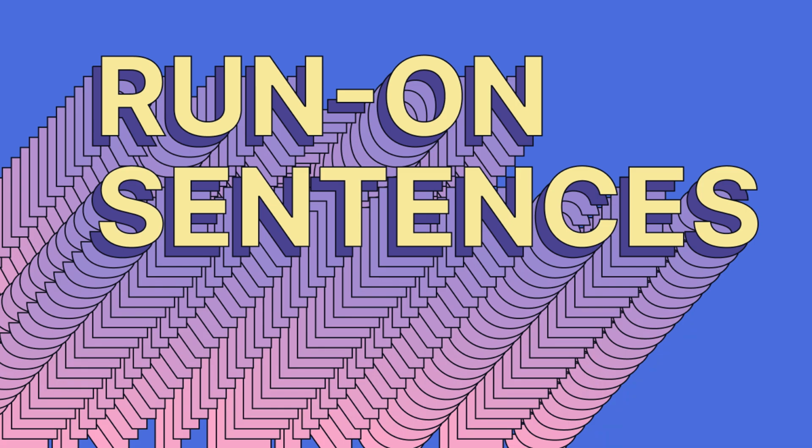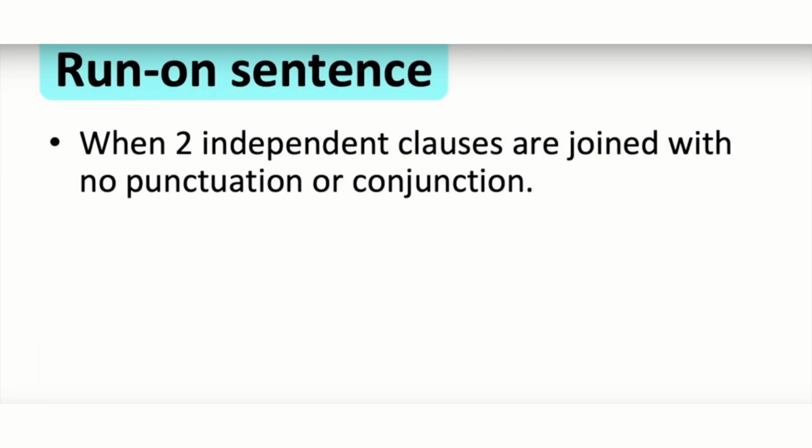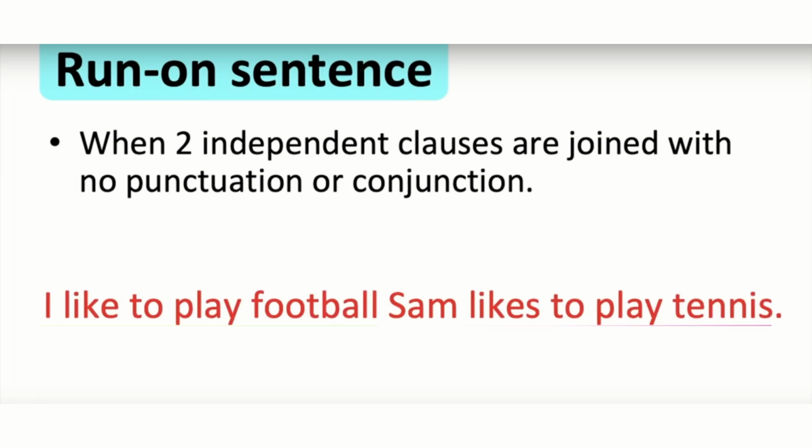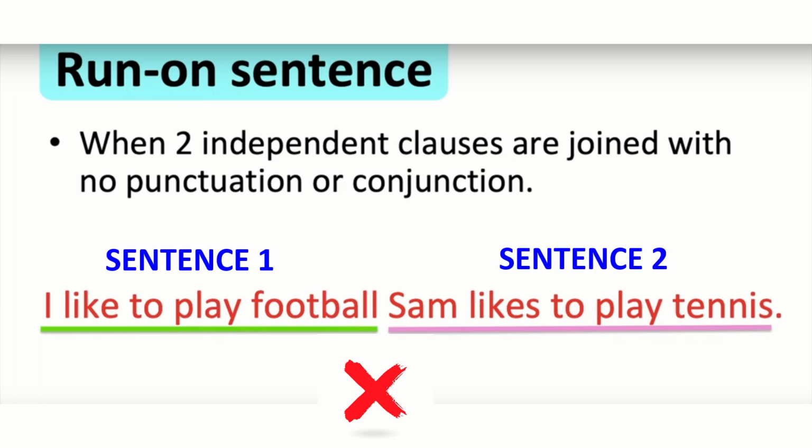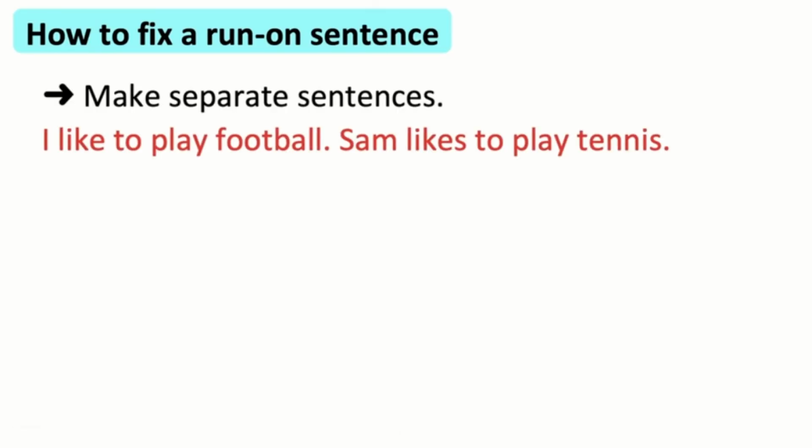Simple as that. So run-on sentence, we're going to get 2 independent clauses joined by no punctuation or a conjunction. So I like to play football, Sam likes to play tennis. Yep, that's wrong. That's sentence 1 or clause 1, and that's clause 2, and you've got nothing between it. So the way to fix a run-on sentence, there are 3 ways. Make a separate sentence, nice and easy. I like to play football, full stop, Sam likes to play tennis.